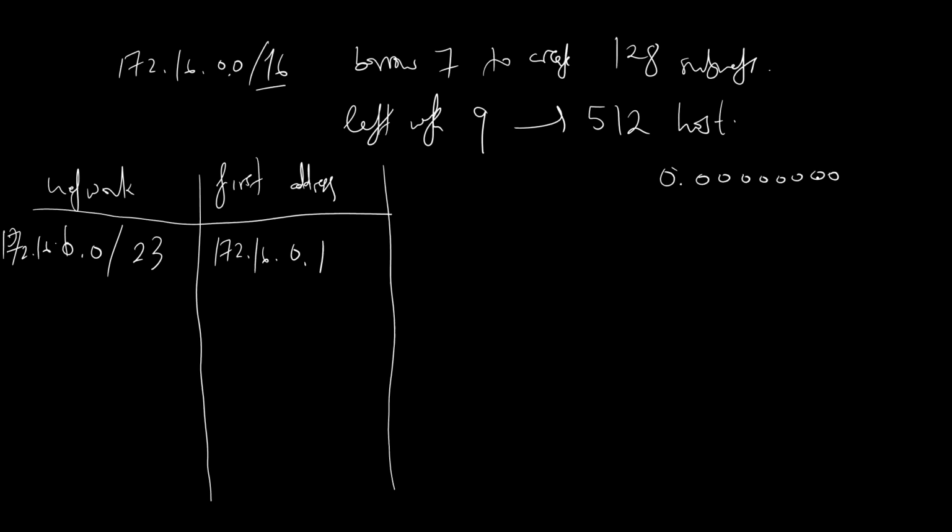Originally, it's like this. Then the first bit that changes is this one. That gives us the first address, which is .1. Then I'll create my second network ID, and then we get to the last address.